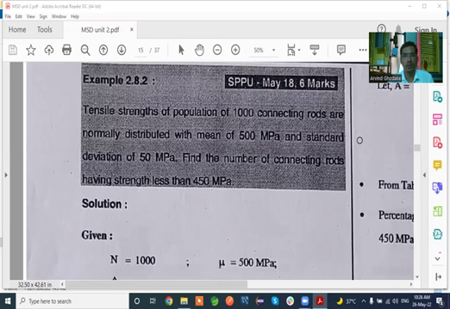Hello and welcome to the Mechanical System Design subject. Today we will solve the problems on Unit 2, that is, Statistical Considerations in Design. So here is a problem statement. The weightage of this problem is 6 marks.